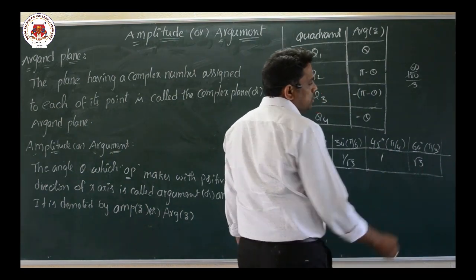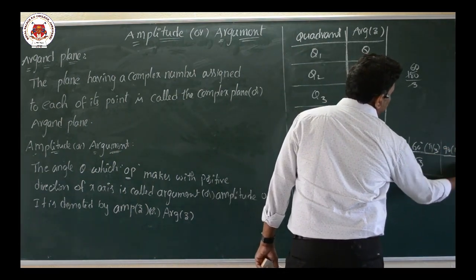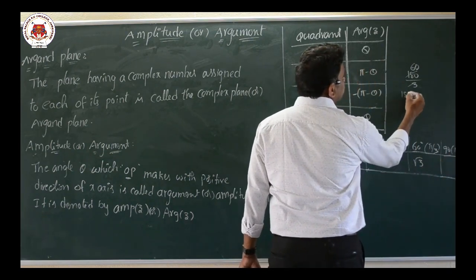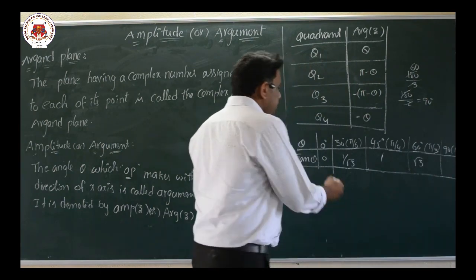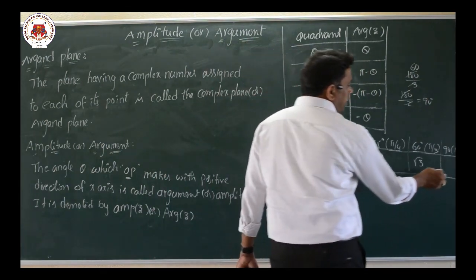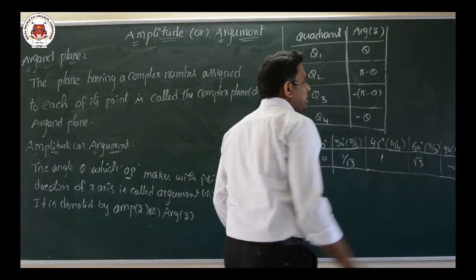And the last one is 90 degrees. So 90 degrees we will indicate as pi by 2, because pi means 180, and 180 by 2 is nothing but 90 degrees. So the tan 90 degrees value is not defined. Not defined means it is infinity, because the 90 degrees value is not defined.